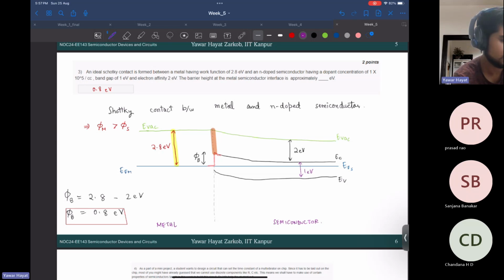Okay, you got it. So is this clear? How we came to the 0.8 volt? In fact, probably you were the one who said, right? We'll take the difference and compute it as 0.8 volt. So that's why I thought you understood this. Is it clear?